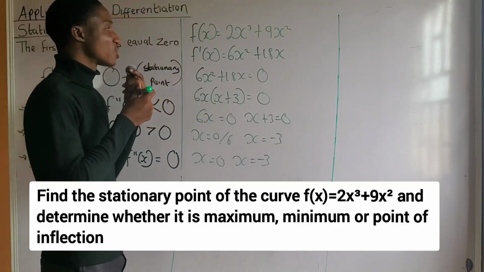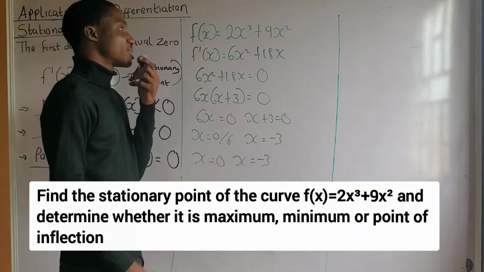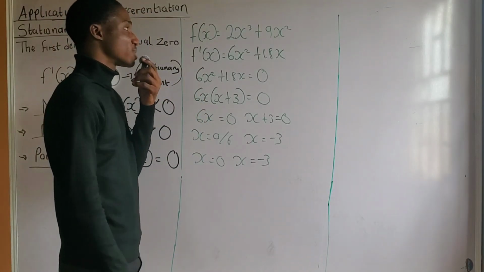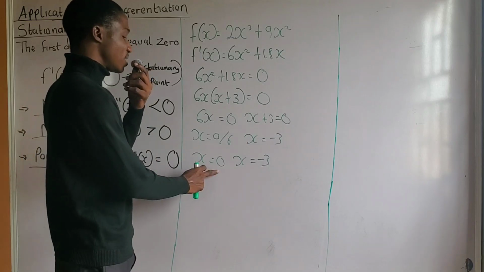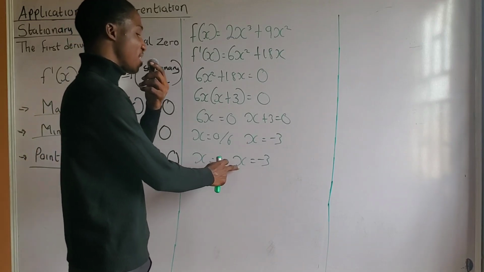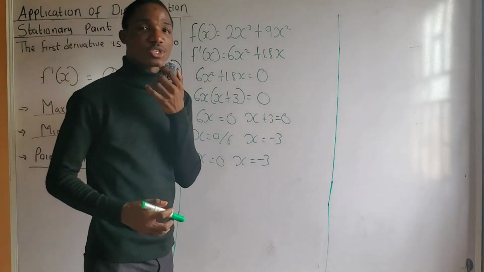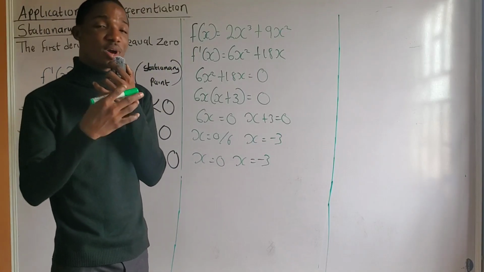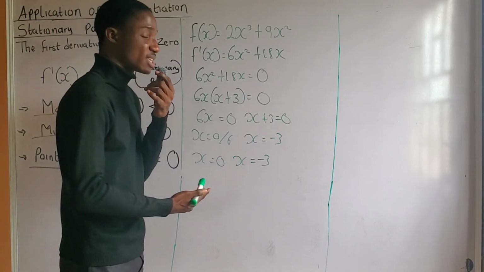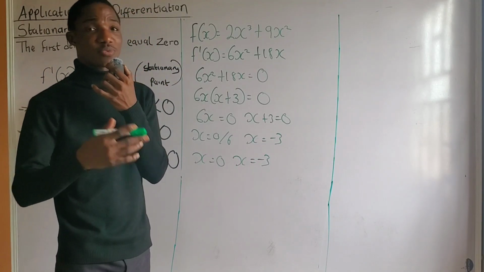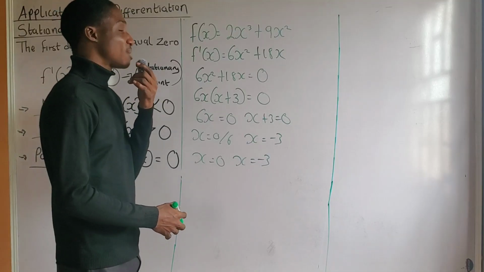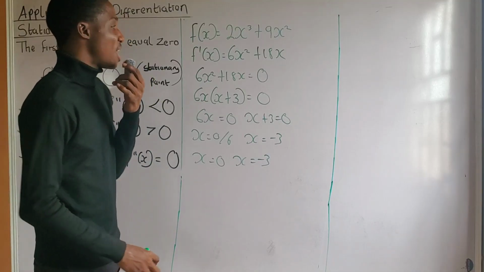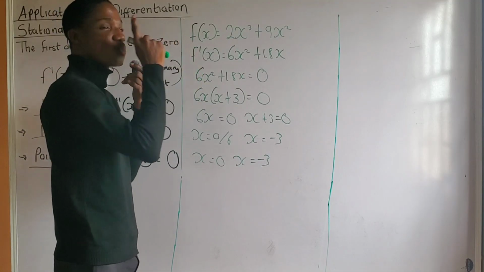The stationary points of the function f of x equals 2x to the power of 3 plus 9x squared are x equals 0 and x equals negative 3. Now, the questioner proceeded and said we should find whether these points are maximum, minimum, or point of inflection. So that means I'm going to use the second derivative test. I'm going to differentiate this function one more time.